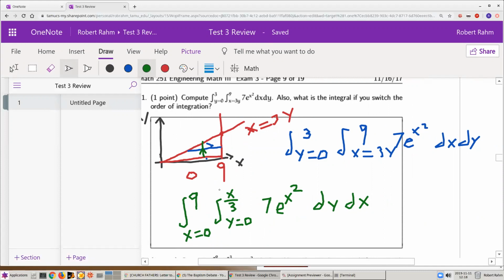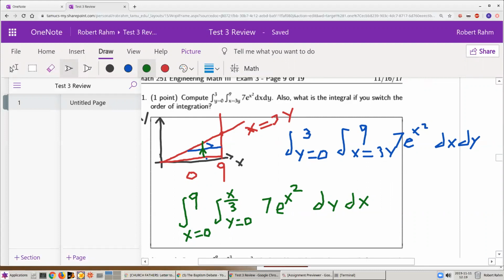Okay, now to switch orders of integration, instead of having the x integral on the inside, that means we have the y integral on the inside. For every fixed value of x, y is going to go from 0 to this line. If I solve this line for y in terms of x, it says x over 3. So in the inner integral, y is going to go from 0 to x over 3, and then x is going to go from this point to this point, which is 0 to 9. Okay, and then the same integrand.